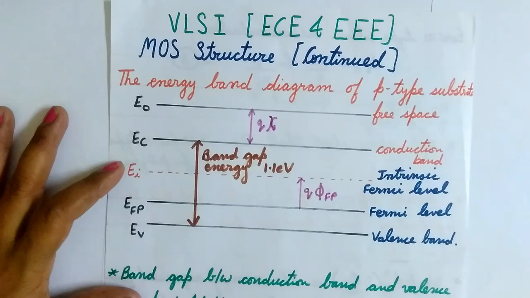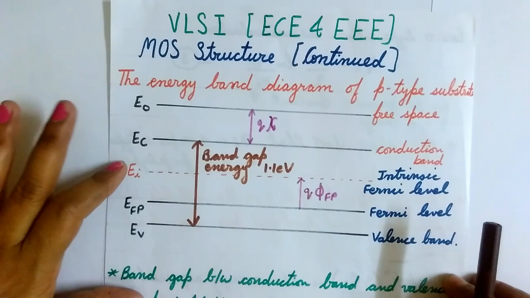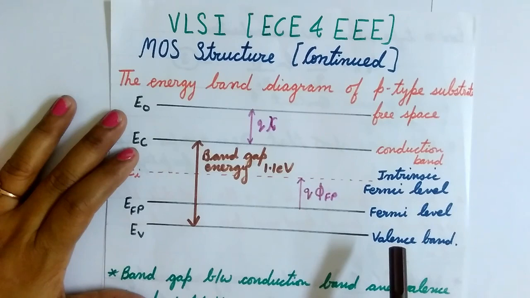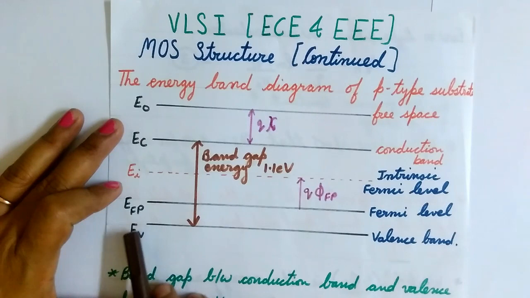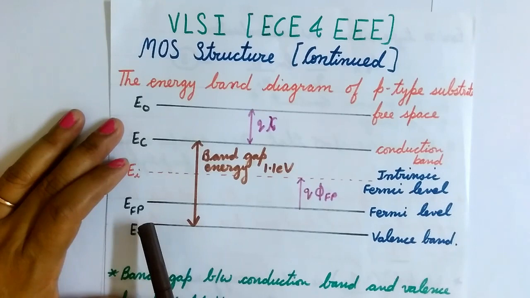Since here we are using a P-type substrate, the equilibrium Fermi level due to this P-type doping, if we are using trivalent atoms for doping, lies just above the valence band. But if we make an n-type substrate using pentavalent impurities, the equilibrium Fermi level will lie just below the conduction band. So this equilibrium Fermi level depends upon the type of doping and its concentration.